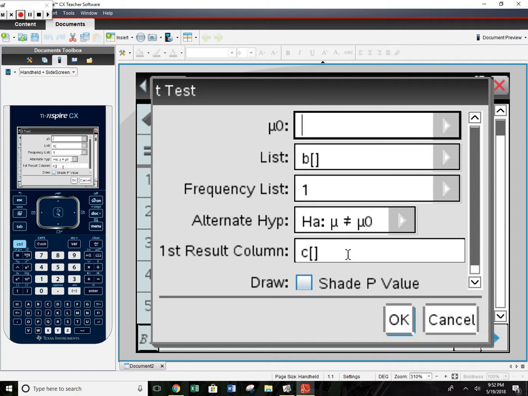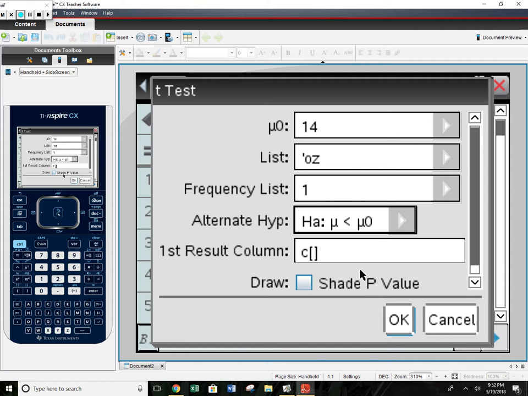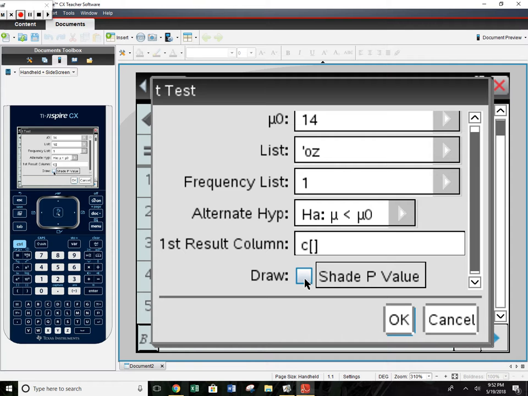Hit OK. The mean of the null, they think it is 14 ounces. On the list, we're going to go ounces, the frequency. Now the alternative hypothesis, what did we say? That the alternative is less than the null. We're saying the null is at least 14, so 14 or greater, so the alternative is going to be less. And this is what Haley discovered. You can have it draw. Hit OK.